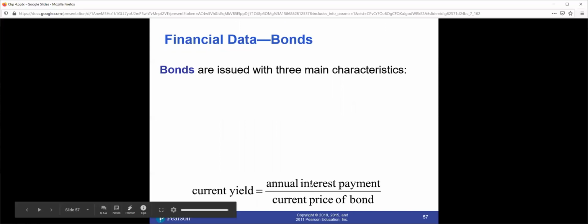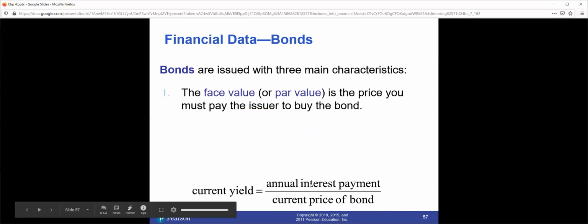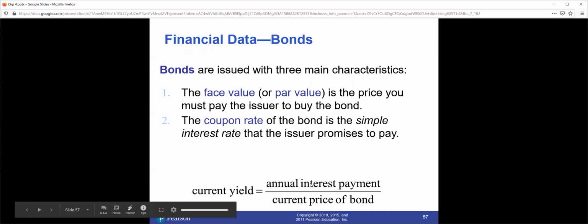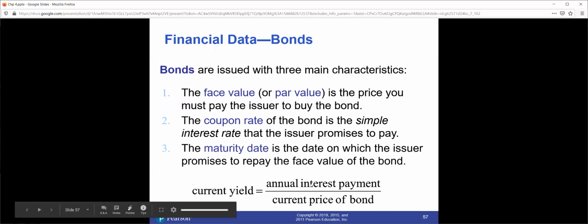Cool. Bonds. We talked stocks, now bonds. Bonds are issued with 3 main characteristics. Those being the face value, or the par value, which is the price you pay the issuer to buy the bond. The coupon rate, which is the simple interest that the issuer pays you. And the maturity date, which is the date that the issuer will repay you the face value of the bond. The current yield of a bond is given by the annual interest payment over the current bond price.